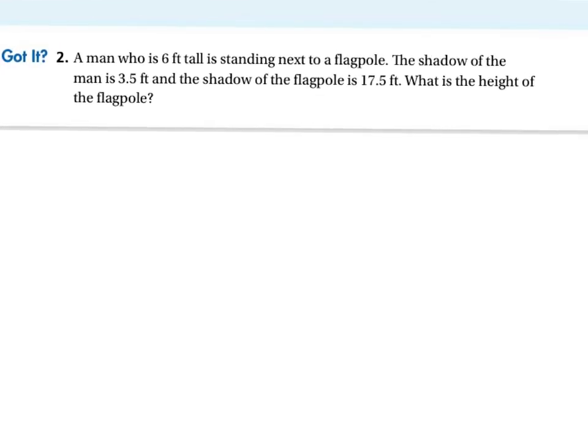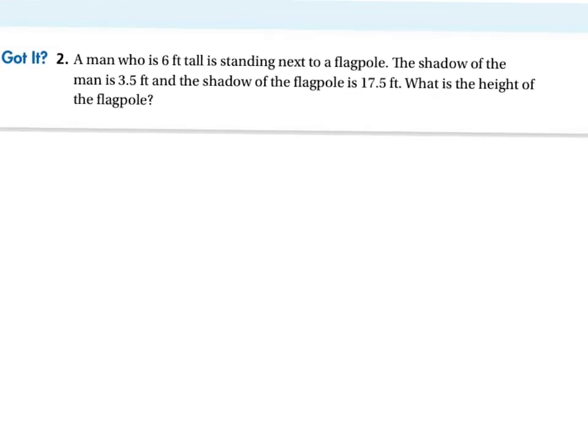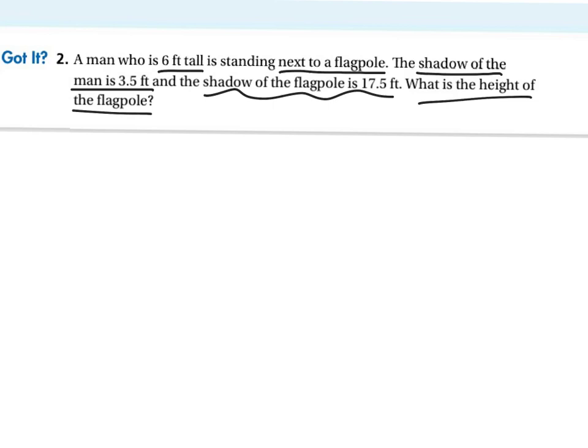When you're doing these, what I would suggest is that we draw a picture out. You will not be judged by your picture. Just like don't judge me for my picture. A man who is 6 feet tall is standing next to a flagpole. Shadow of the man is 3.5 feet. Shadow of the flagpole is 17.5 feet. What is the height of the flagpole? Okay, so we're going to draw this out.